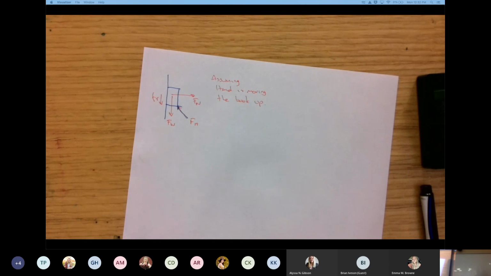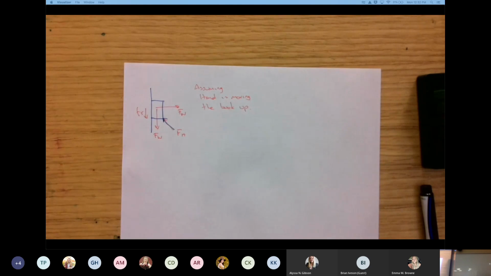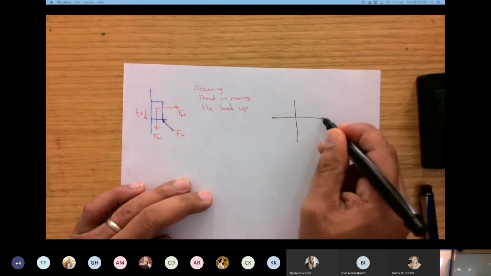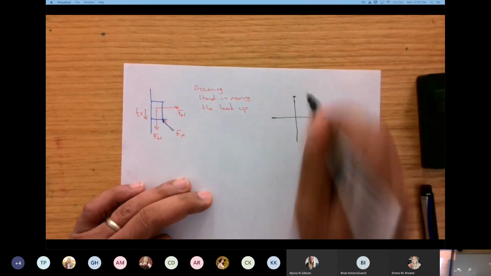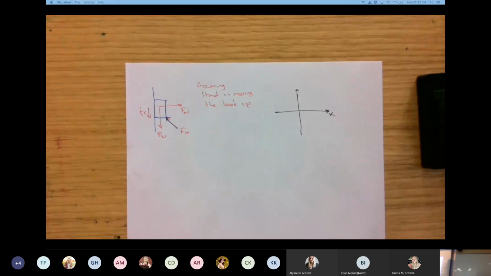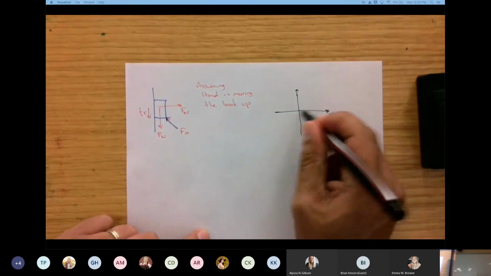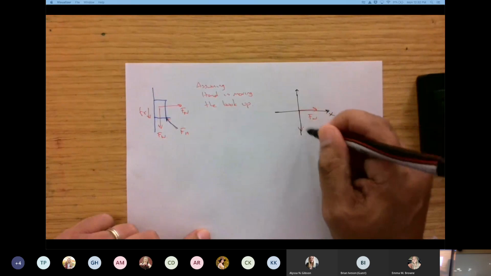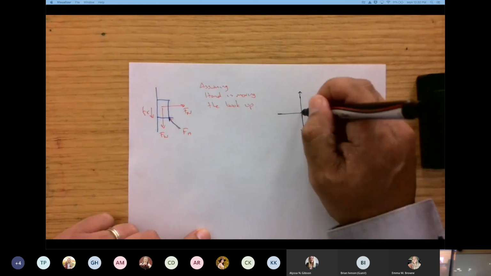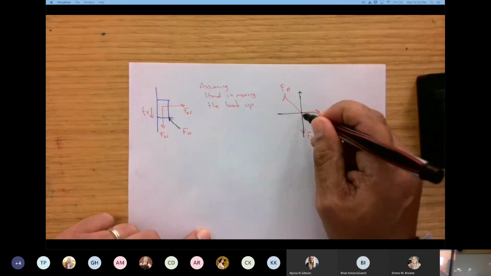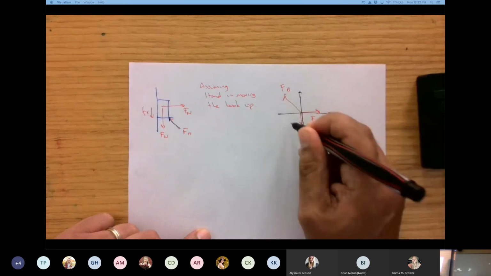Now your free body diagram should look something like this. You're going to have the normal force. You're going to have the weight. You're going to have the force of your hand. And then you're going to have friction also pointing down.